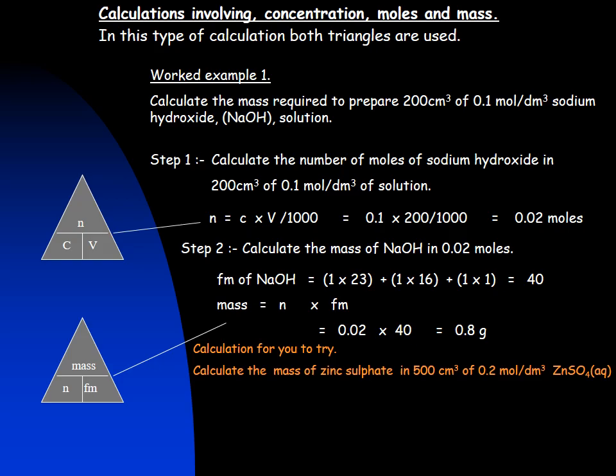So, a calculation for you to try. Calculate the mass of zinc sulfate in 500 centimeters cubed of 0.2 mole per decimeter cubed ZnSO4, zinc sulfate. Just give it a go.